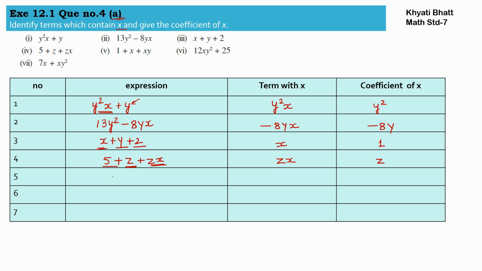Fifth one, 1 plus x plus xy. In the first term there is no x, but in the last two terms x is there. So those two terms we are mentioning here, x and xy. In the first term the coefficient is 1 and in the second term the coefficient is y. Even though yx is not there, it is xy. In multiplication, xy and yx, the product will remain the same. So y will be the coefficient of x.